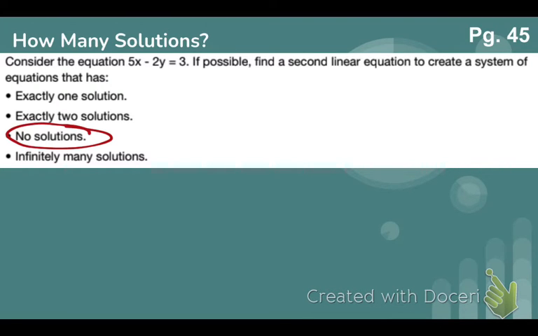What does it mean for lines to have no solutions? They don't intersect. What's another way to say that 2 lines do not intersect? Parallel. They're parallel. So these are going to be parallel lines. How can we write an equation that's parallel to this one?